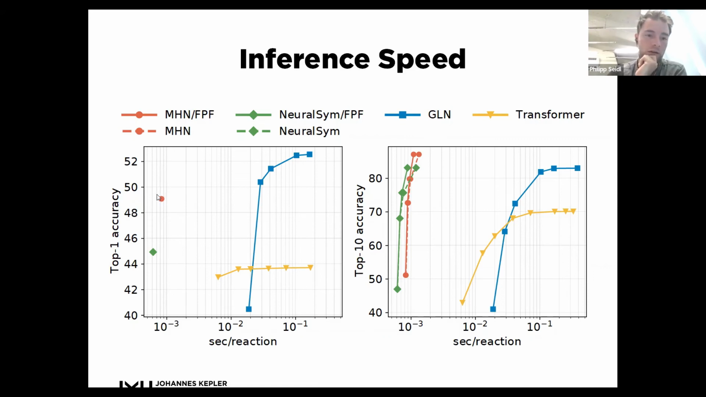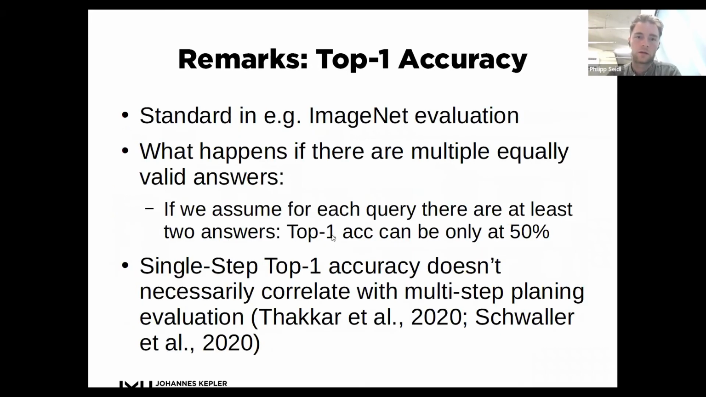And in this diagram, you always want to be on the top left part here. So you want to have a fast method, or you would always take a faster method that gives you a better accuracy. And you can see here that we're orders of magnitude faster, while having higher accuracy. But I also want to give you some remarks on accuracy, and Philipp Schwaller also noted this in his talk.